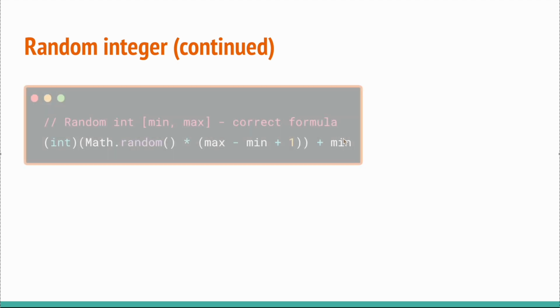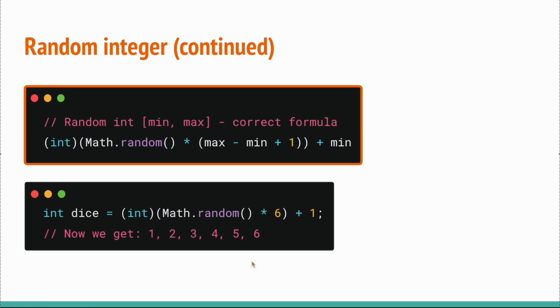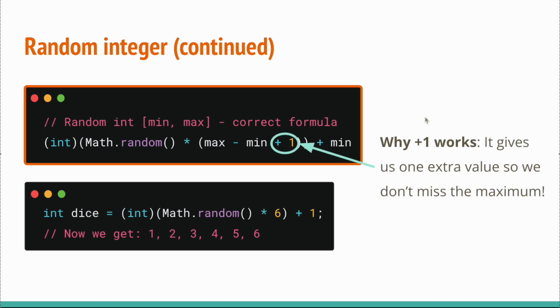To fix this, we simply add a 1 after we subtract the minimum value from the maximum value when determining the range, and this will ensure we get minimum to maximum value included. So this is the updated version where we get random numbers from 1 to 6 inclusive. And again, the +1 works because it gives us 1 extra value, so we do not miss the maximum number.